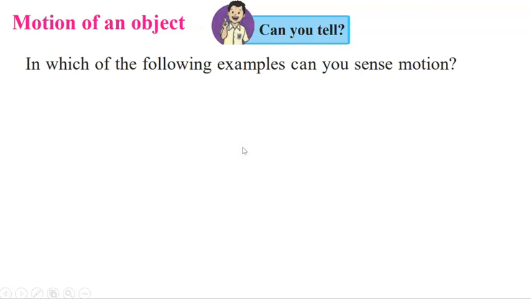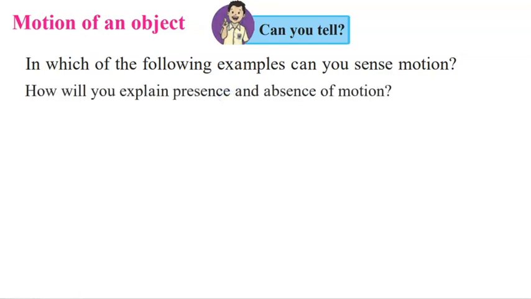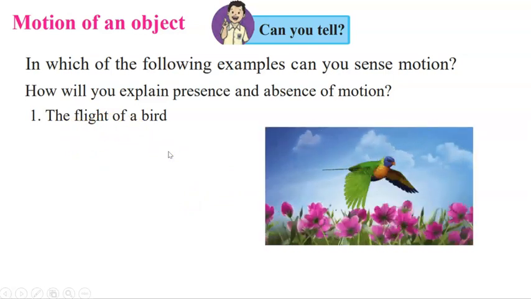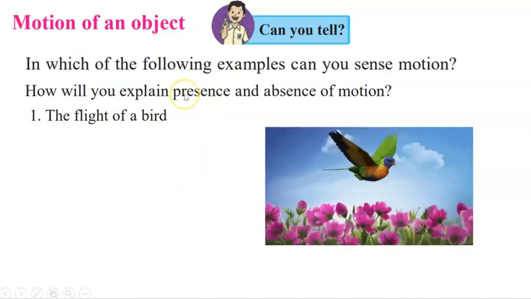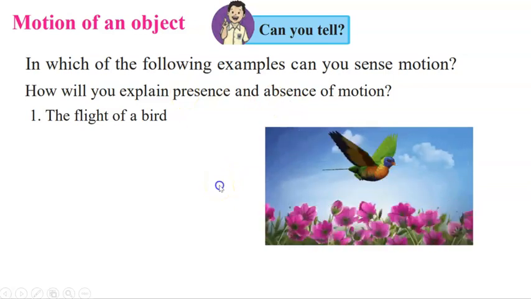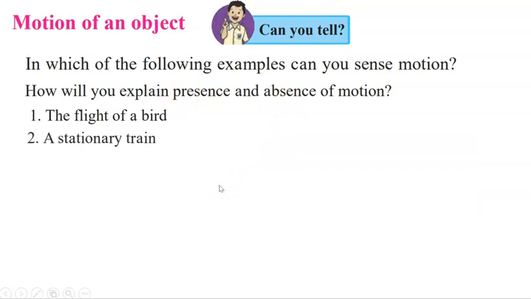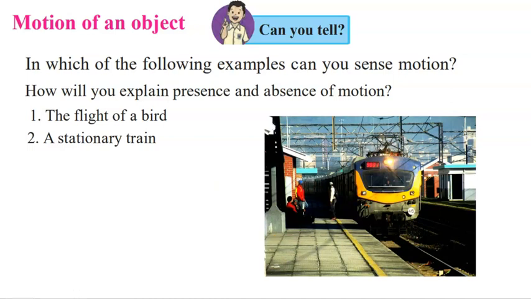Can you tell in which of the following examples you can sense motion? How will you explain presence and absence of motion? The first is the flight of a bird. Now see this here. This is the flight of the bird. Here is a presence of a motion. Next, a stationary train. See this here. Here is an absence of motion.